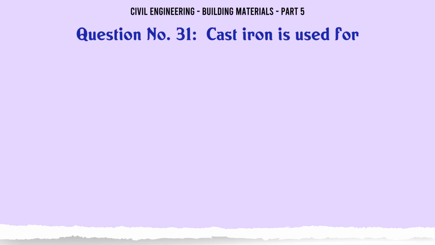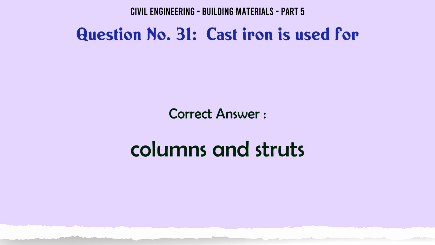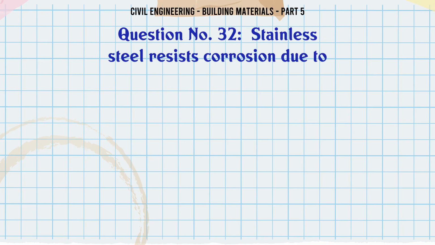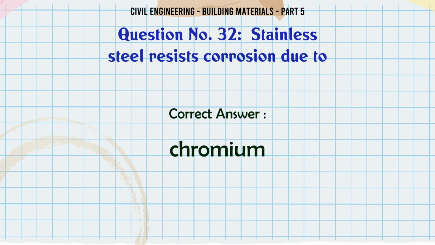Cast iron is used for A. structural works in beams, B. small-sized water pipes, C. columns and struts, D. none of these. The correct answer is columns and struts. Stainless steel resists corrosion due to A. carbon, B. sulfur, C. vanadium, D. chromium. The correct answer is chromium.